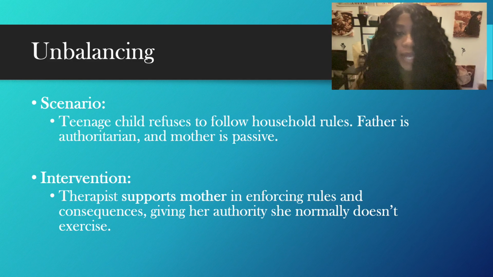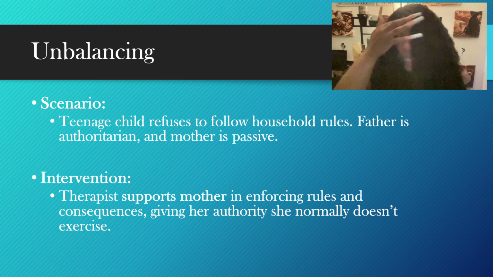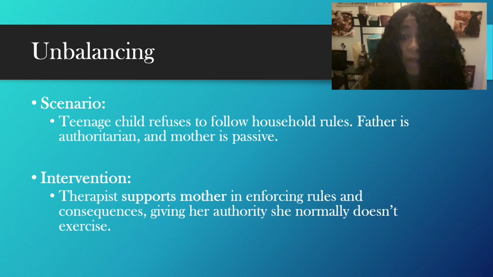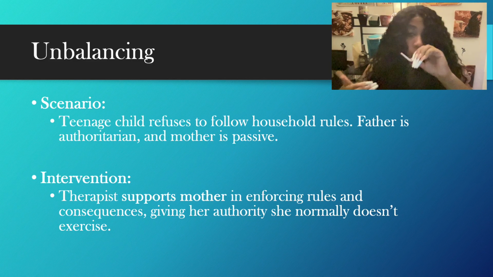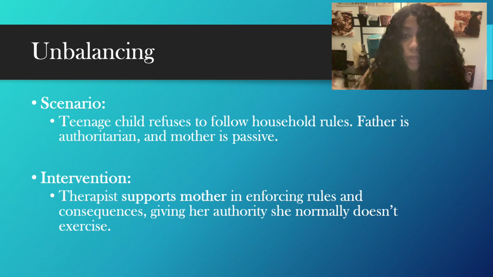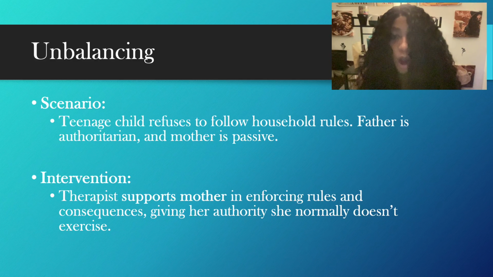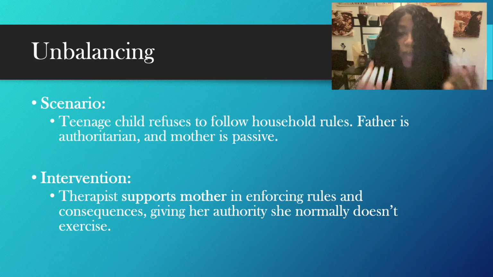If you take a look at the example, we have a child that is refusing to follow the household rules. Now, the father is the disciplinarian. The father is probably saying, hey, you need to be following these rules, but the mom is more passive, and probably the mother and the father are not on the same page with each other. So the therapist is going to side with the mother in order to get her on the exact same page as that father.